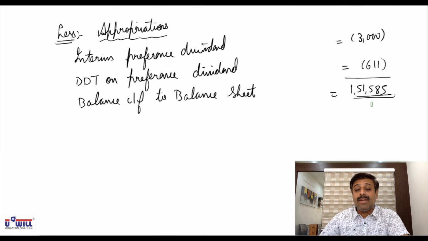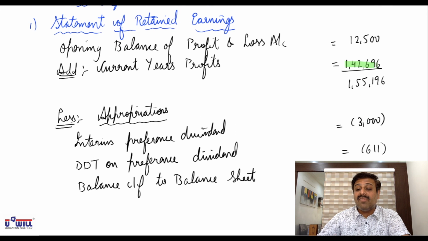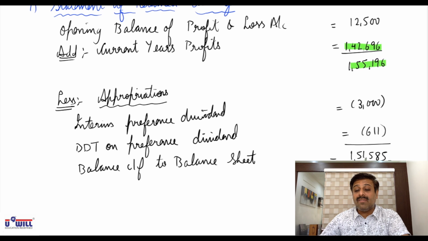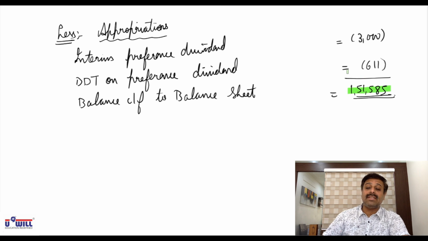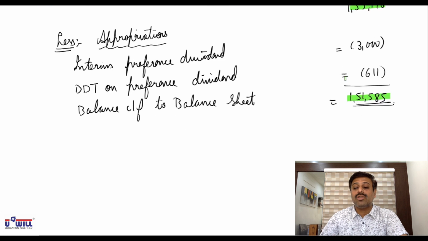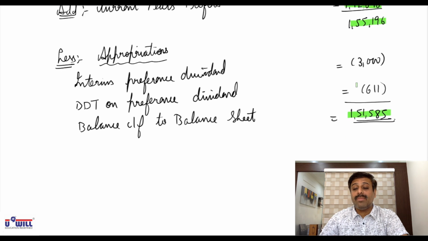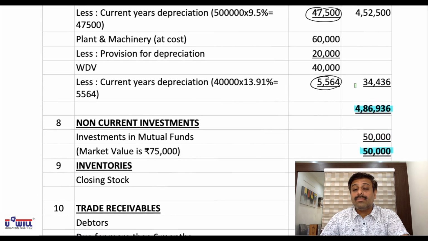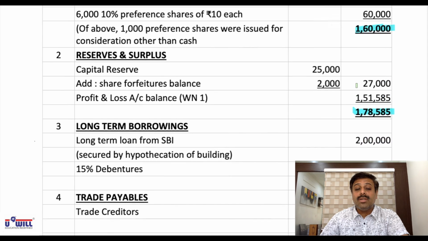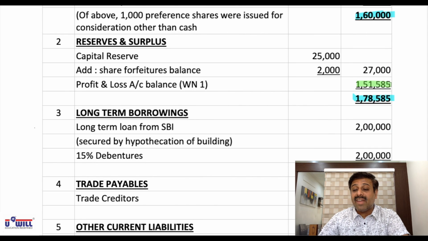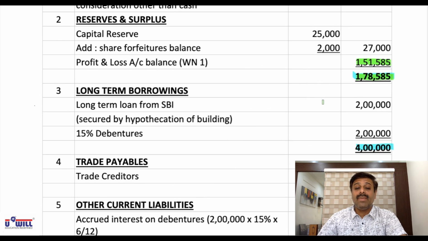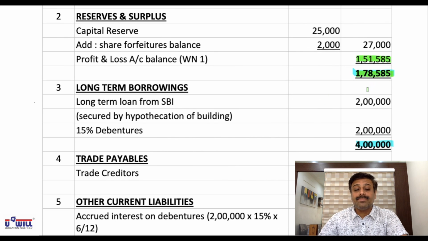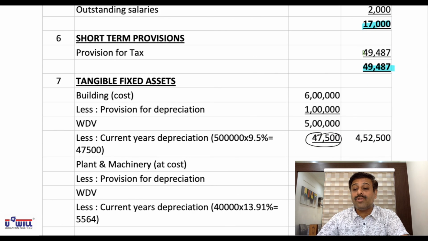Then at the end, in statement of retained earnings, this profit will become 142,696. So 12,500 plus 142,696, 155,196. From that, if you subtract 3,611, you'll get 151,585 as balance carried forward to balance sheet. Pause the video and make this correction. Then in the notes, reserves and surplus, make it P&L 151,585 and total 178,585. And next correction, in short-term provisions make it 49487.